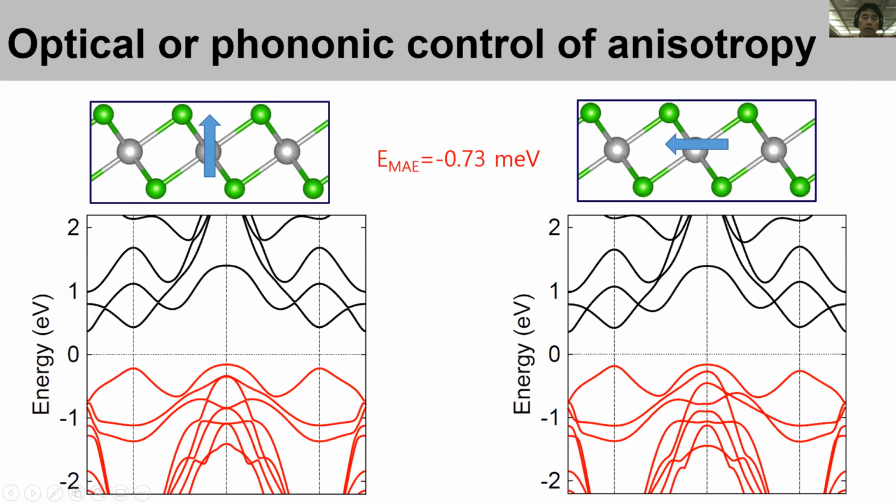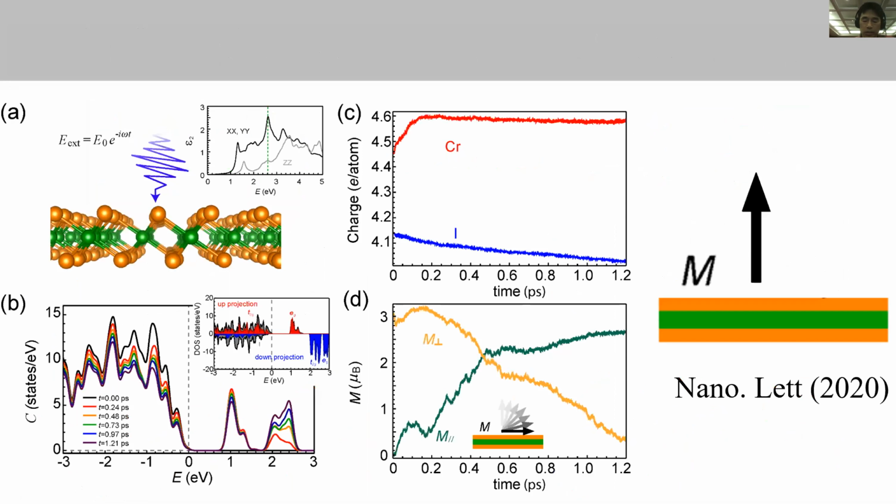So for example, suppose we have an insulator. This is the band structure, and the insulator has magnetic anisotropy. In this case, the spin is directed in plane. In this case, the spin is directed out of plane. This insulator spin configuration can be controlled optically or by phonon. By controlling phonon, we are interested in this type of example.